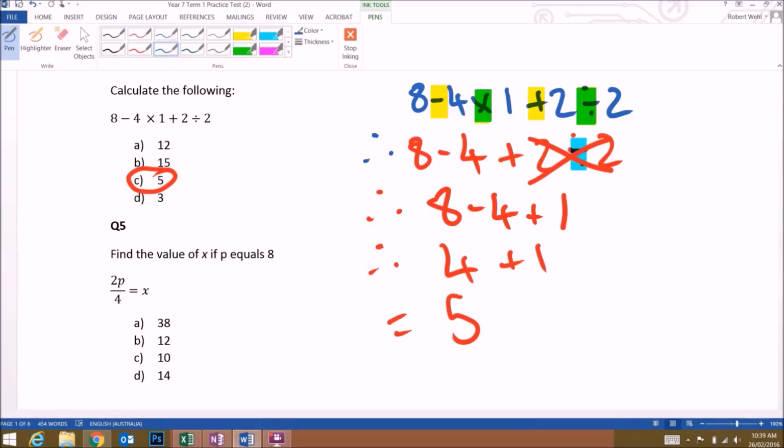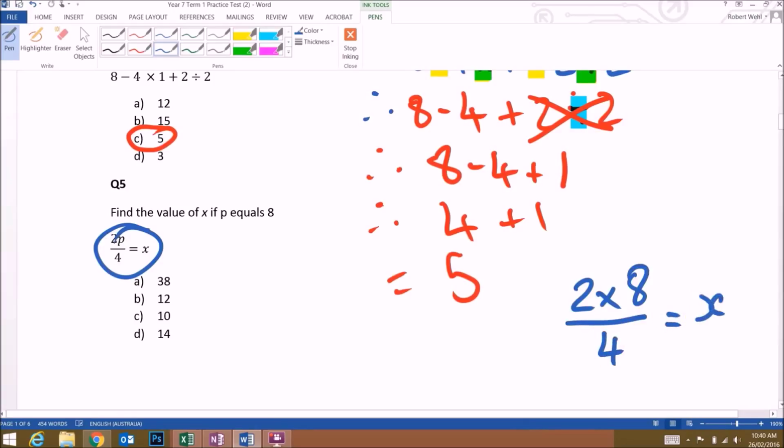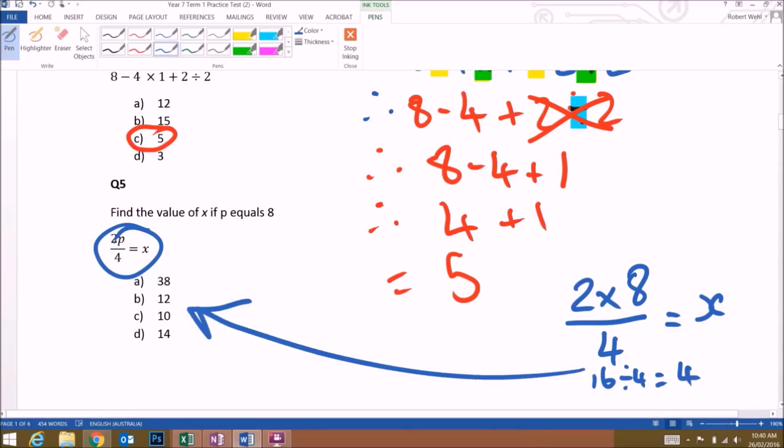Question 5. Find the value of X if P equals 8. Alright, so let's rewrite this. 2 times P, which is 8, so we're going to put 8, divided by 4 equals our unknown variable. 2 times 8 is 16. 16 divided by 4 equals 4. So that means X is going to equal 4. And I've just noticed that 4 is not there. When you do the practice test, D will be 4. Very good.